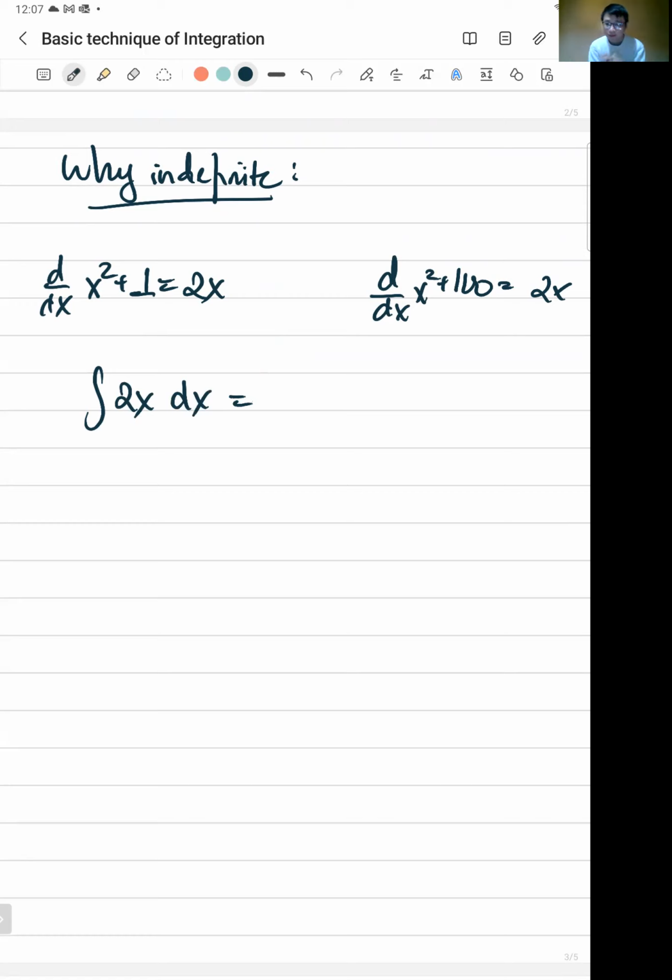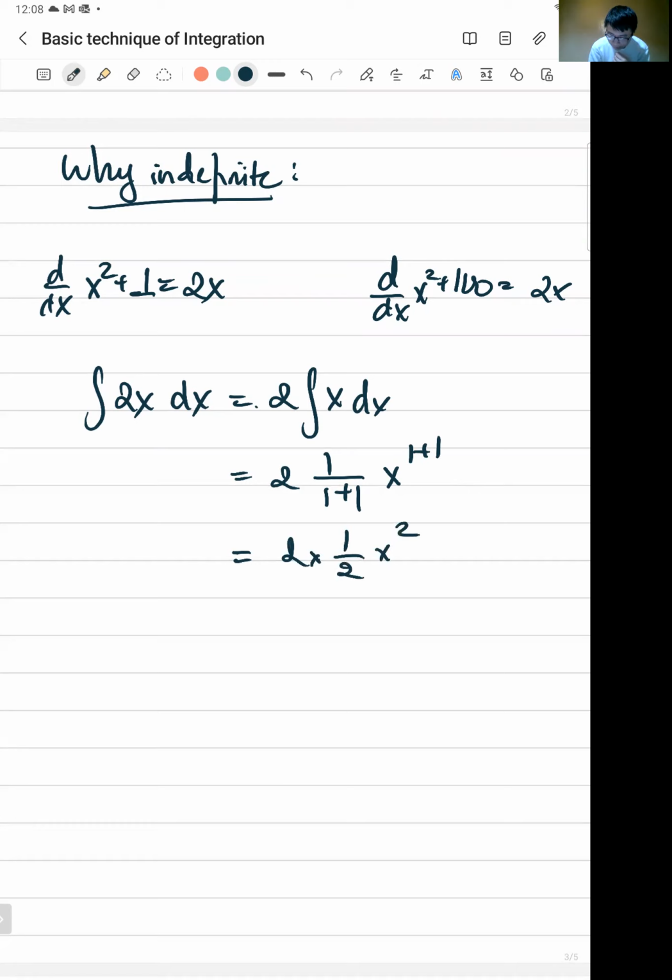This is one of the properties I haven't introduced yet, but you can do it in integration: if you have a constant number inside your integrand, you can bring it out. So 2 times the integral of x dx. Again we use the formula that I introduced earlier, so we get 1 over 1 plus 1 times x to the power 1 plus 1. So this is 2 times 1 over 2, and these two cancel out. So I get x to the power 2.